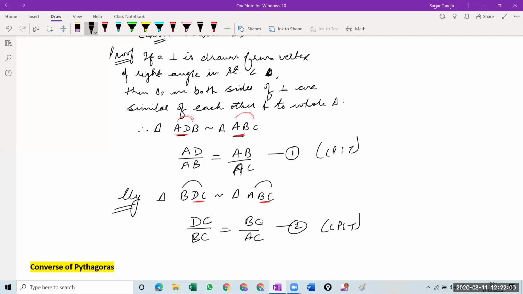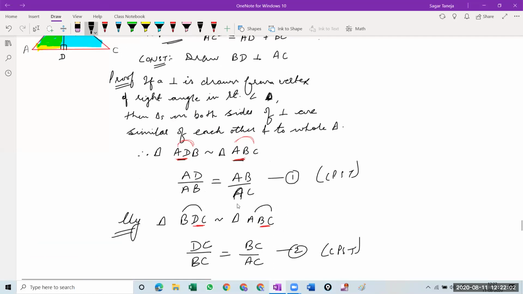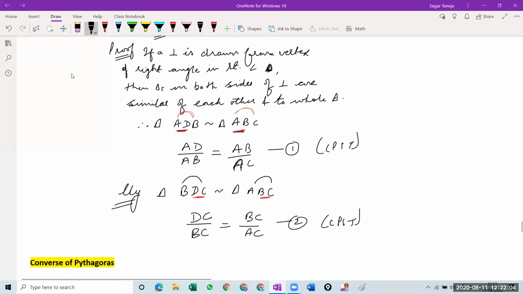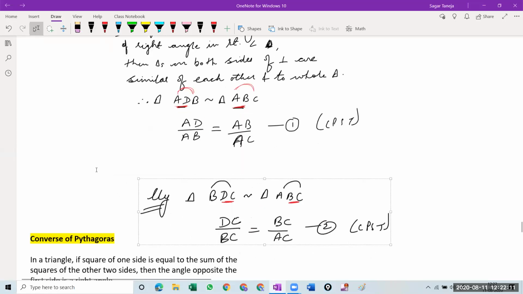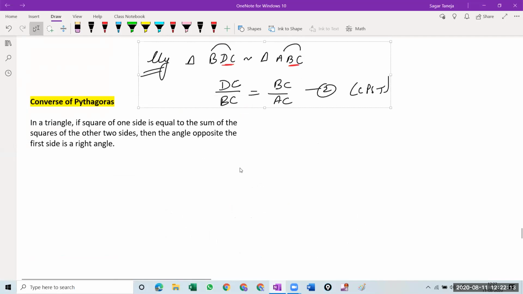And from first and second, we can prove further. I have not written one step. Just write that also in between. Wait.